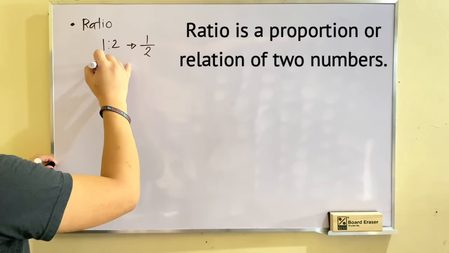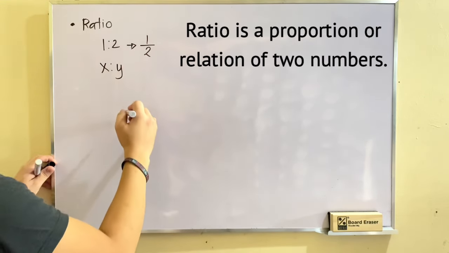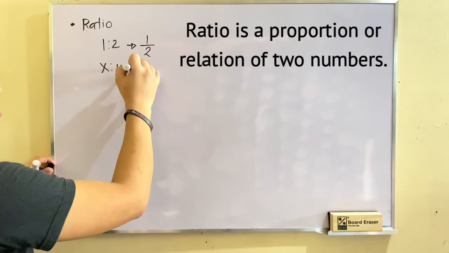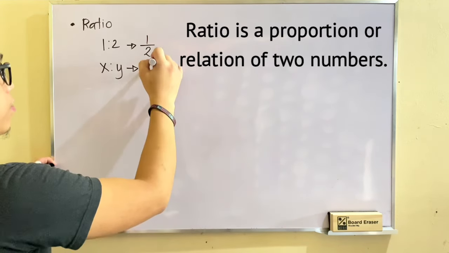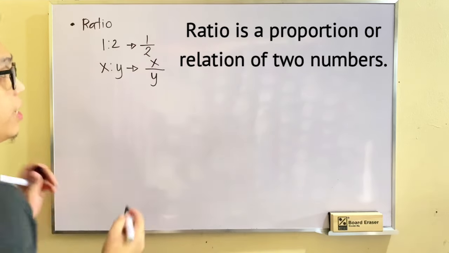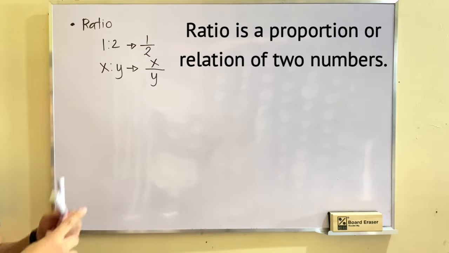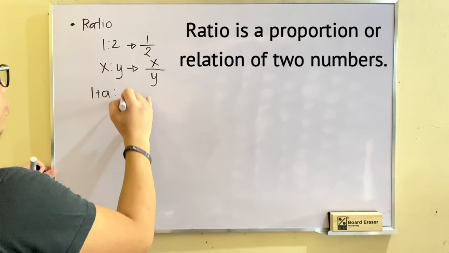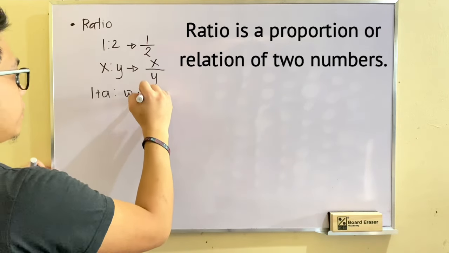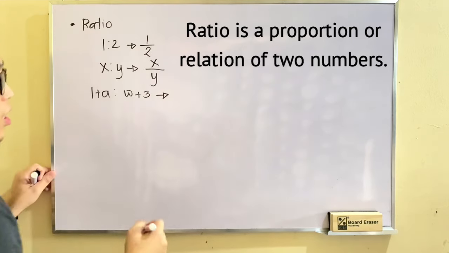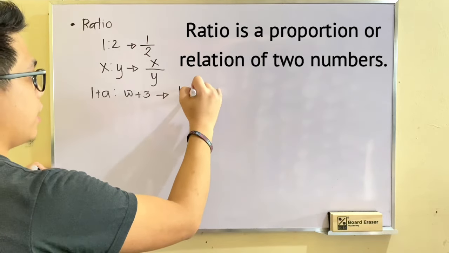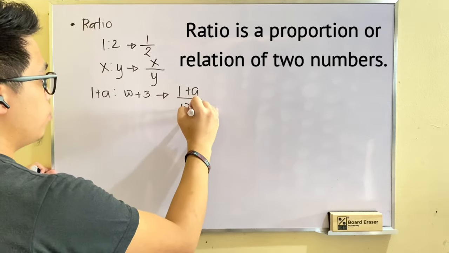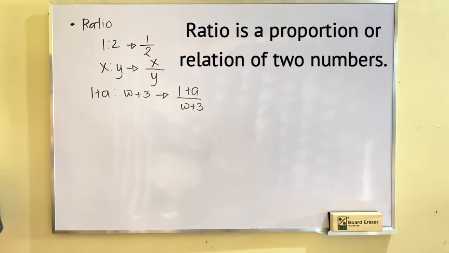Example also, x is to y. So, ito is ratio and kapag kinonvert natin into fraction, magiging x divided by y. Another example, halimbawa, 1 plus a is to w plus 3. So, kapag ginawa natin siyang fraction, 1 plus a divided by w plus 3. Ganun lang kasimple and ganun lang kadali maintindihan ang isang ratio.